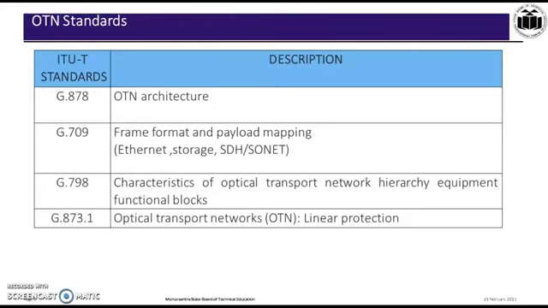Now let us see the various OTN standards and their description as per the ITU-T standards. G.872, that is the OTN architecture. G.709, that is the frame format and payload mapping. G.798, characteristics of optical transport network hierarchy equipment functional blocks. And G.873.1, that is the optical transport network linear protection.